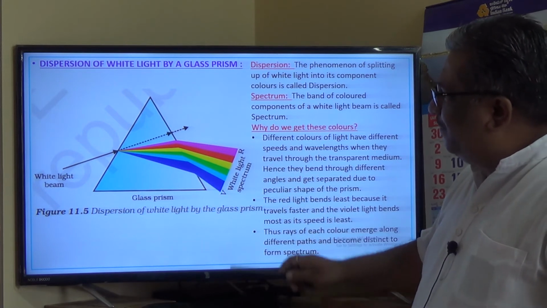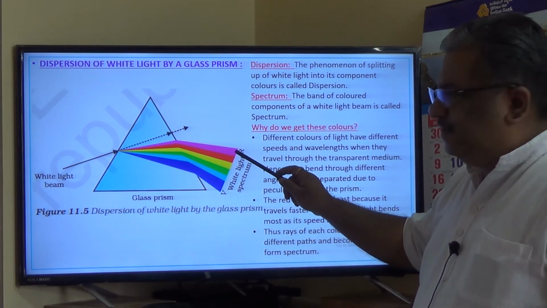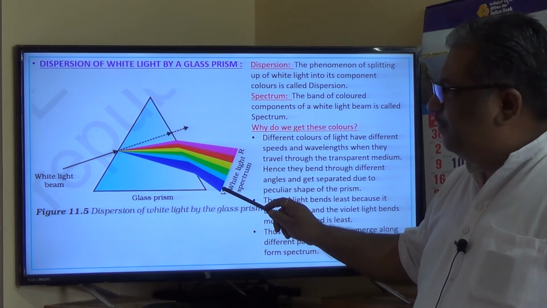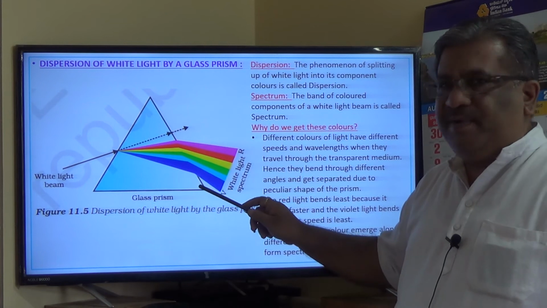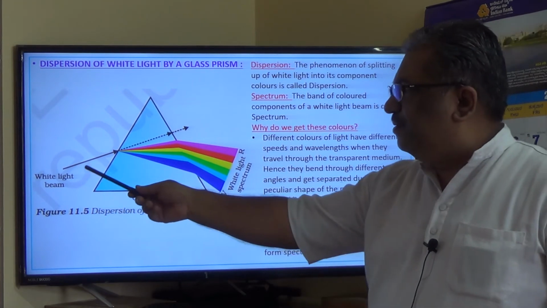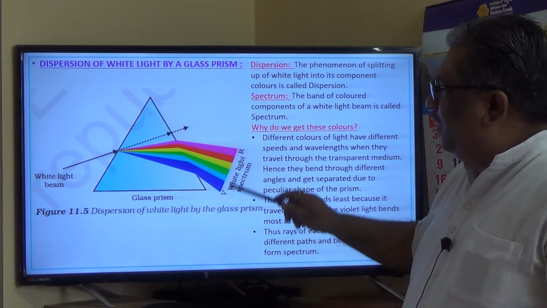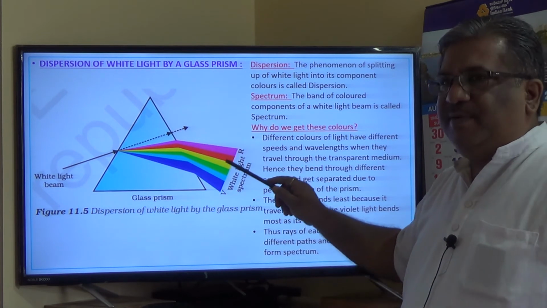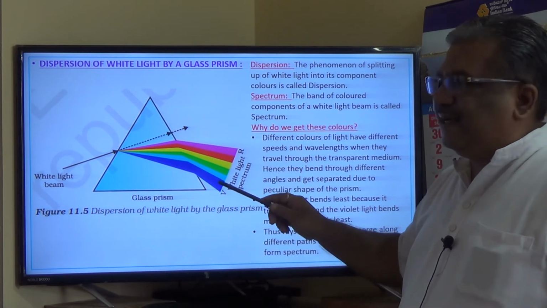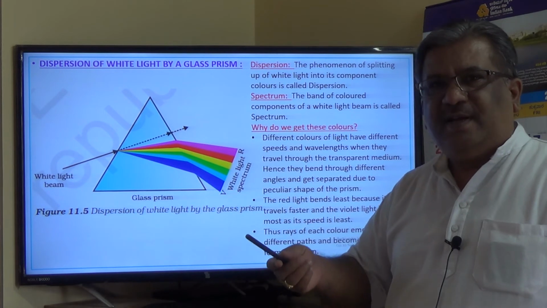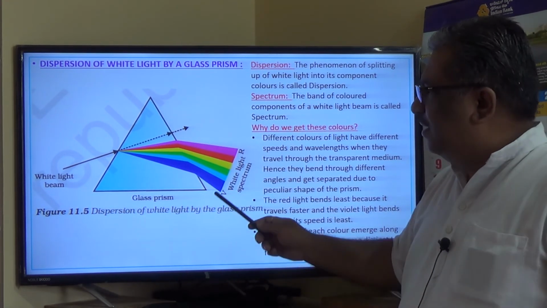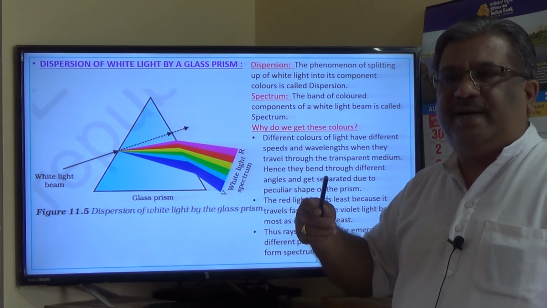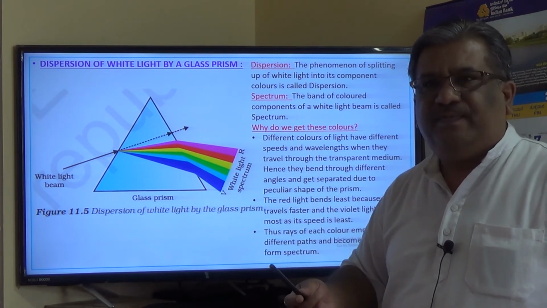The question arises, why does red bend least and violet bend most? Do you understand here? If you find the angle of deviation with respect to the incident ray, the red light angle of deviation is least, the violet light angle of deviation is most, and therefore red light deviates least, violet light deviates most. Why is it so?